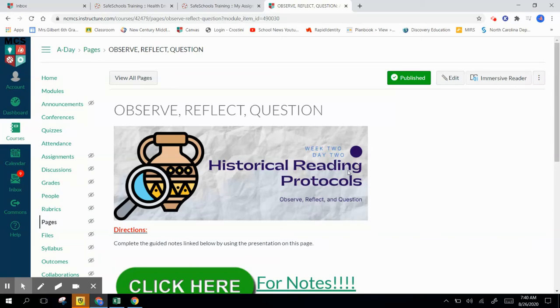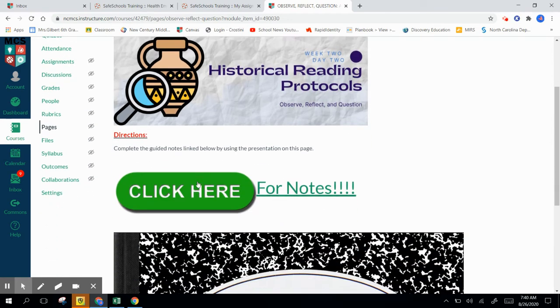Today, you're going to be doing a strategy called Observe, Reflect, Question. And this strategy is used to help you to analyze. And analyze means to study images. So make sure that before you complete this portion of the assignment that you've already completed your activator on the previous page. So you'll click right here for your notes.